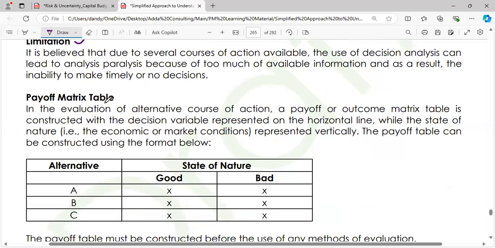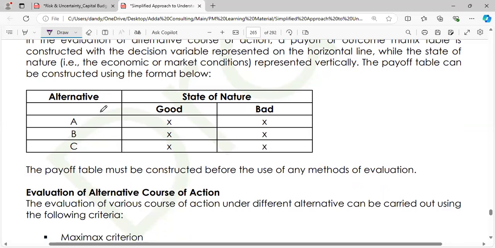Now, where we have major work is on what you need to do under each decision scenario, or under each decision criterion or method. Before we go into that, I've already explained to you earlier today the payoff table. I told you that the payoff table is a table that is constructed with the decision variable represented horizontally, while the state of nature is represented vertically. All right. So whenever you want to construct a payoff table, especially under this decision analysis, at all times you must construct your payoff table.